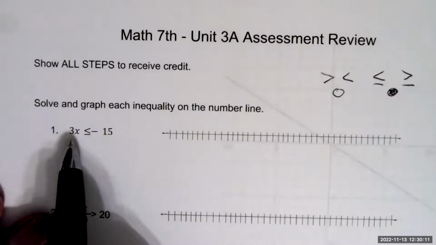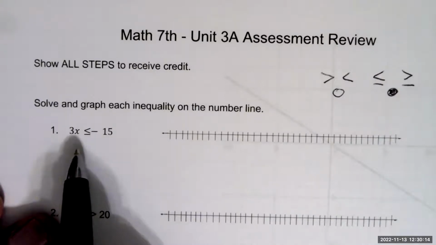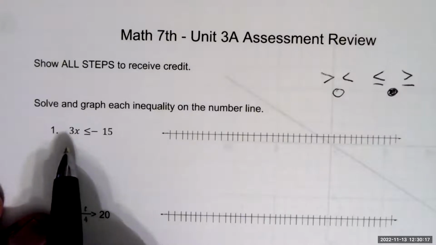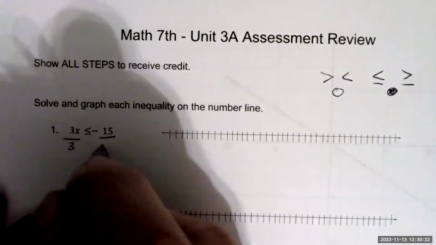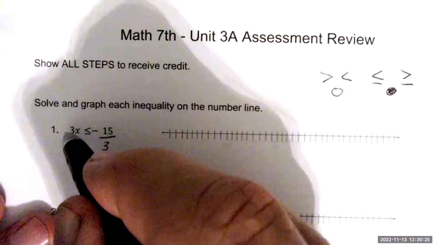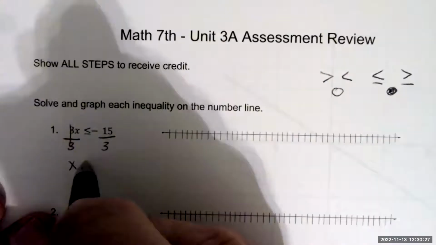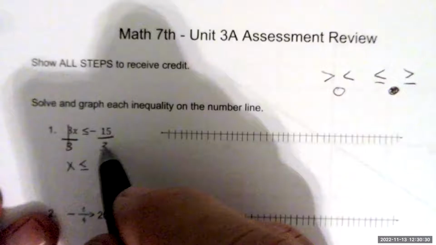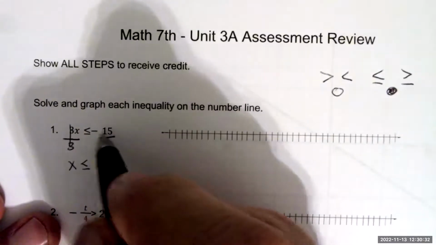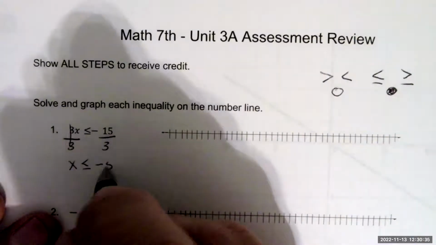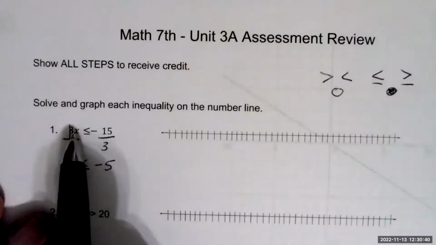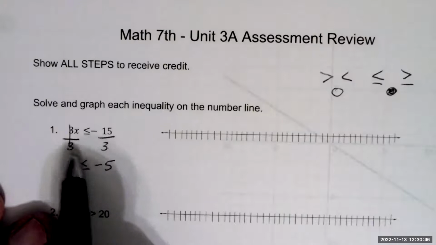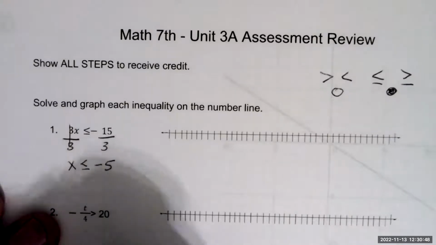What's my variable? My variable's x. x is being multiplied by 3. The opposite of multiply by 3 is divide both sides by 3. 3 divided by 3 is 1, and so we have x is less than or equal to 15 divided by 3. Remember, it's a negative 15, so we have 1 negative. 3 goes into 15 5 times. Now we don't flip the inequality because there's no negative on the variable here. When we move the 3 over, we didn't change it. It's not a negative 3, it's positive 3. All right, so how do we graph this?